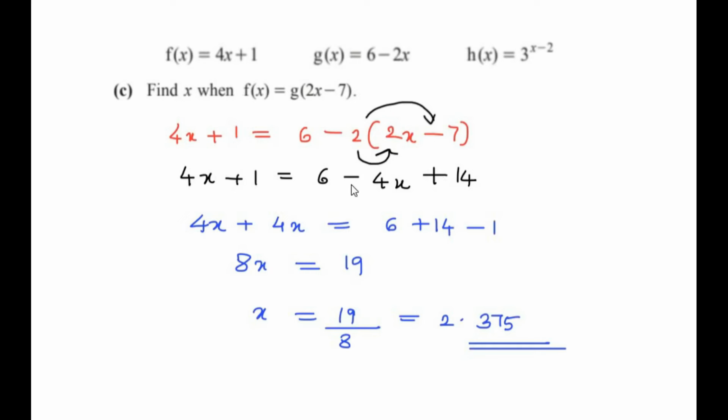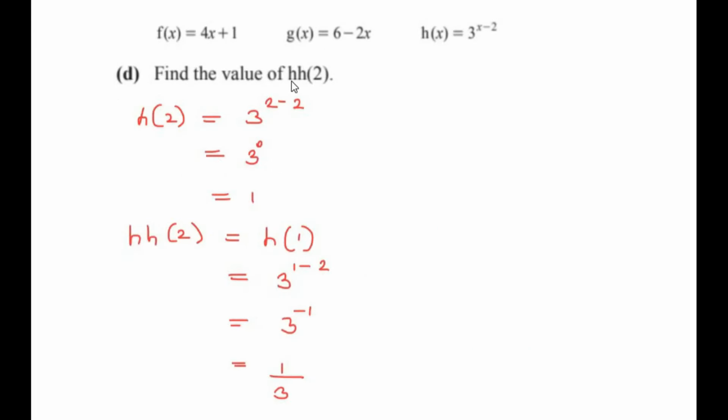Now let us gather the like terms, that is 4x and minus 4x will be taken on one side of the equal to sign. So minus 4x becomes plus 4x is equal to, now 6 plus 14. Now plus 1 will be taken on the right hand side and it becomes minus 1. Now 4x plus 4x gives us 8x equal to 6 plus 14 minus 1 gives us 19. So x will be equal to 19 over 8, which is equal to 2.375. So this is the value of x.